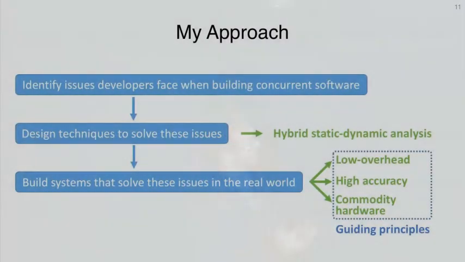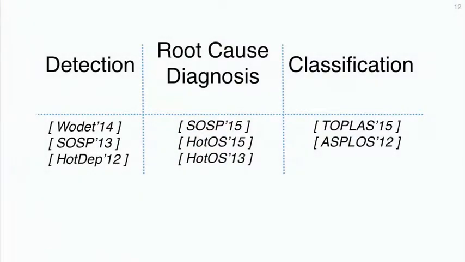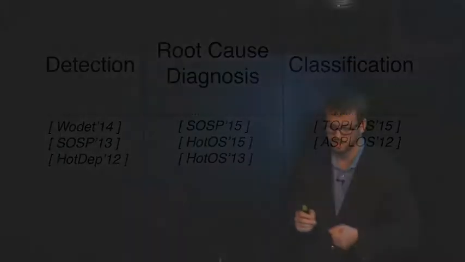Now, as I talk about the various techniques that I developed in my dissertation, I'll connect back to these guiding principles and show you how they instantiate in the techniques I developed in my thesis. All right, so using the aforementioned approach in my dissertation, I developed techniques for the detection, root cause diagnosis, and classification of primarily concurrency bugs. And below each component of my work, you can see the venues where the related papers were published.